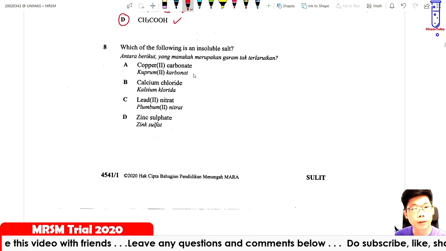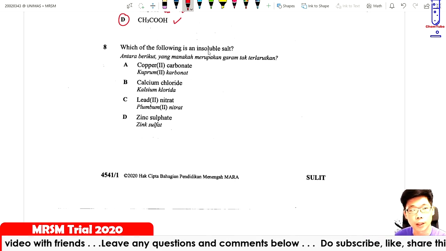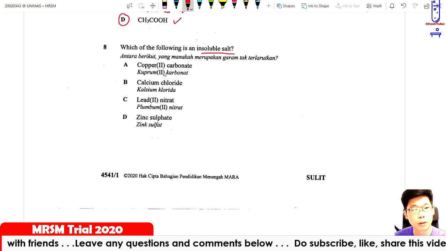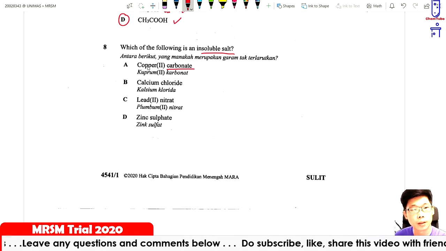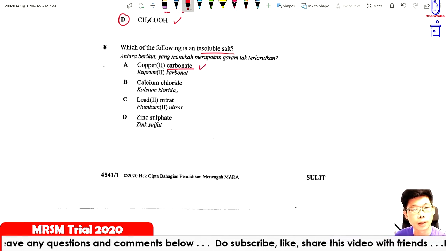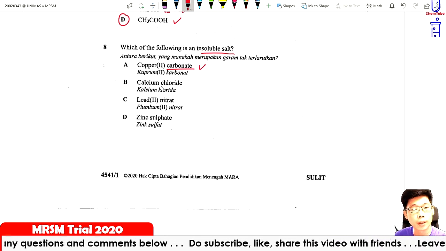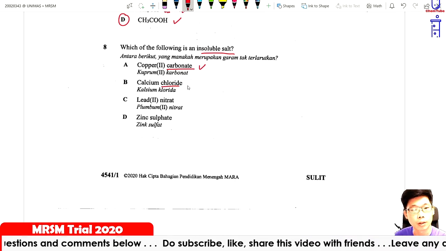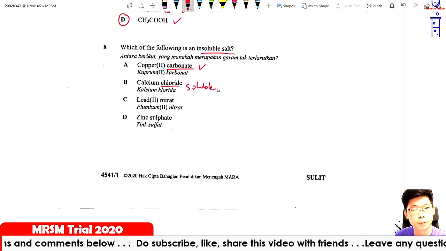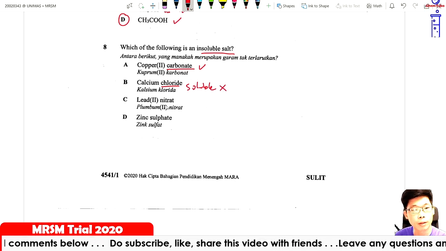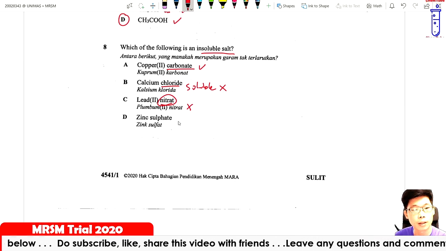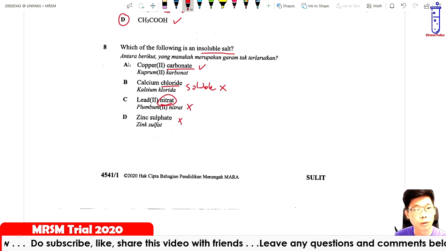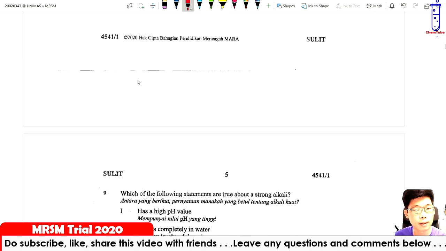Which of the following is an insoluble salt? Insoluble salt, so carbonate salt. Yes, A is an insoluble salt. Calcium chloride is soluble, not the answer. Lead nitrate, nitrates are soluble, not the answer. Zinc sulfate is soluble. So A is the answer.